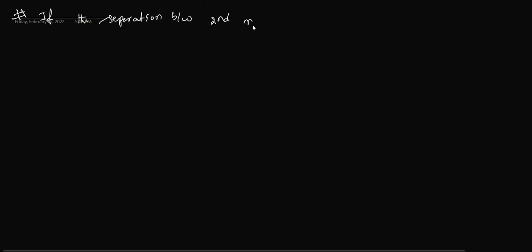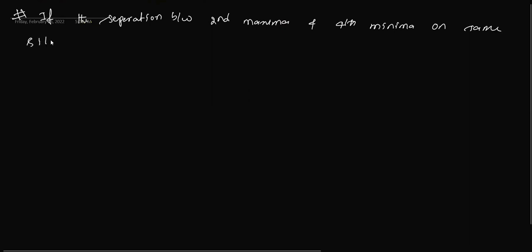So what is the numerical telling? If the separation between second maxima and fourth minima on the same side of central maxima is 0.5 meters, find the fringe width they're asking.